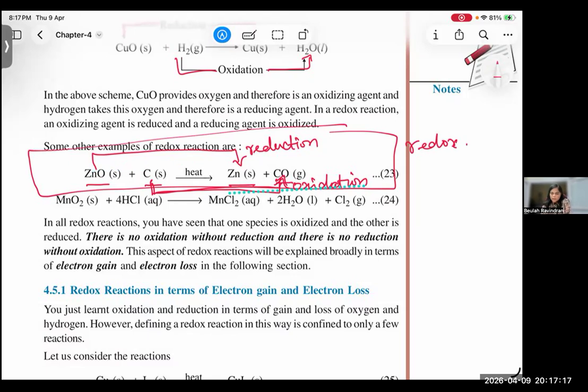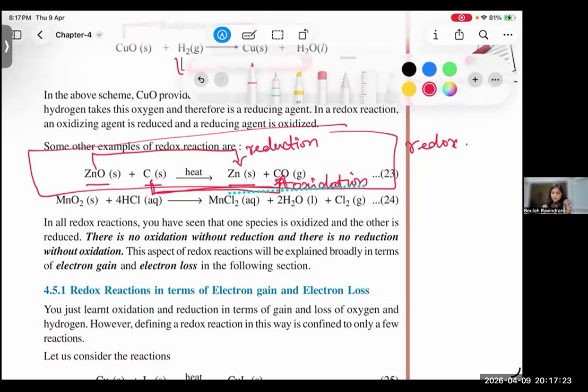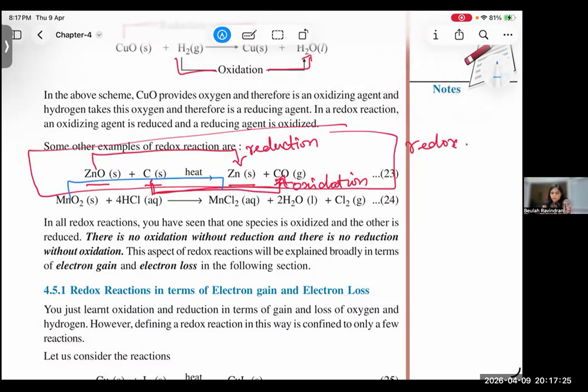Now tell me, MnO2 to MnCl2. What is happening here? Oxygen is getting removed, so it is a reduction reaction. Removal of oxygen means reduction. Keep this in your mind always. If oxygen is removed, then that is reduction. If oxygen is added, then that is oxidation. Okay, then what is happening here?